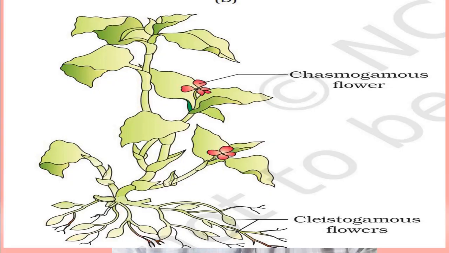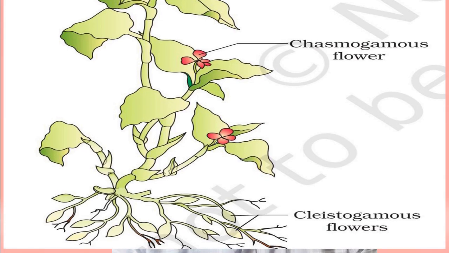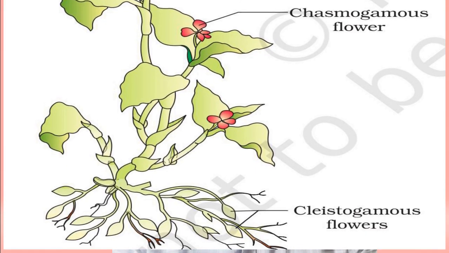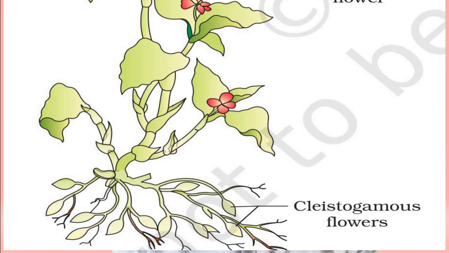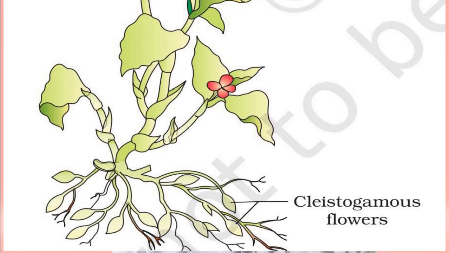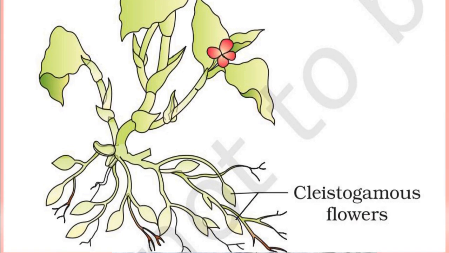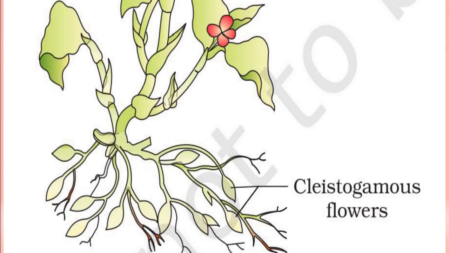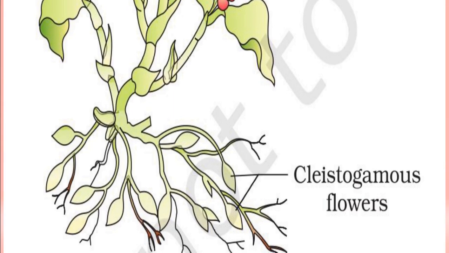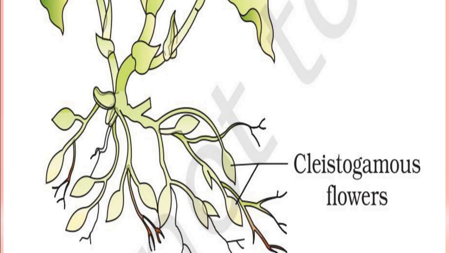Pollen is transferred in the same flower. For example, in the case of the pea plant. It is of two types: cleistogamous and chasmogamous, as in the viola plant. Cleistogamous flowers never open and always self-pollinate. Chasmogamous flowers are open flowers. In cleistogamous flowers, anther and stigma are so close that pollination happens without any external help.